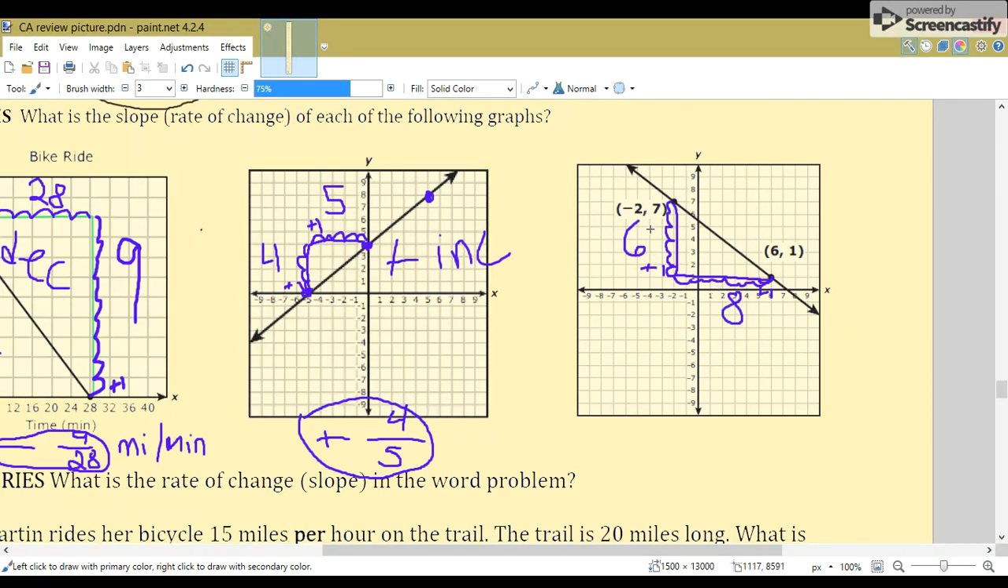Is this a positive slope or a negative slope? It's a negative slope, so it's decreasing. You're going to put a negative sign in front of the slope. We rose 6 and we ran 8. Now we can reduce this fraction. They're both even numbers, so you can divide by 2. So our slope is -3/4.